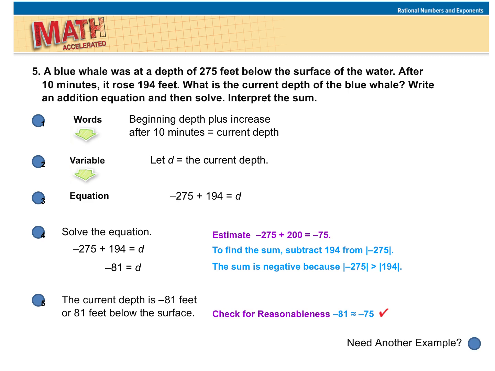It says a blue whale was at a depth of 275 feet below the surface of the water. How can we write that as an integer? Negative 275. That's where they got this number. After 10 minutes, it rose 194 feet. Rose, what operation would that be? Plus, right? So plus 194. For these, we're writing an equation, and then we're solving it. So then it would give you negative 81 for that.